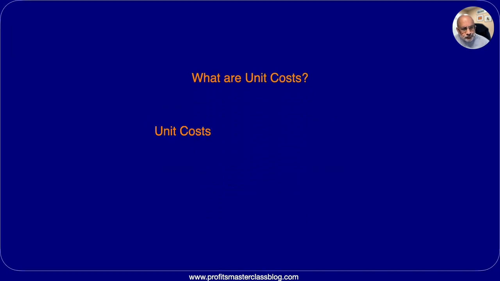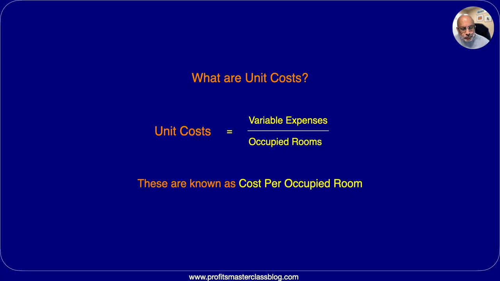Unit costs reduce variable expenses to a per unit level, meaning you can find out how much you spent on variable expenses for every hotel room sold or occupied. You can then determine whether variable expenses are moving in line with occupancy increase or decrease. Let's use a more specific example.